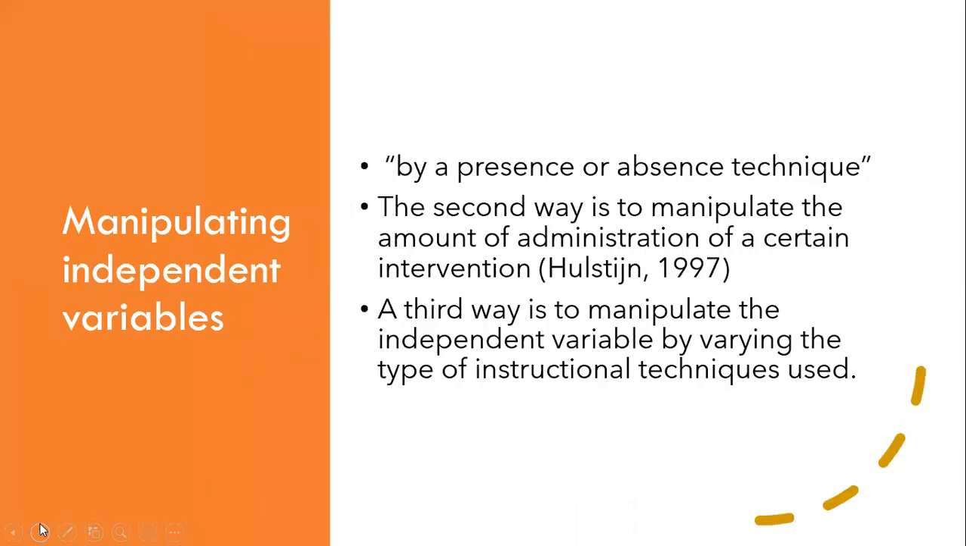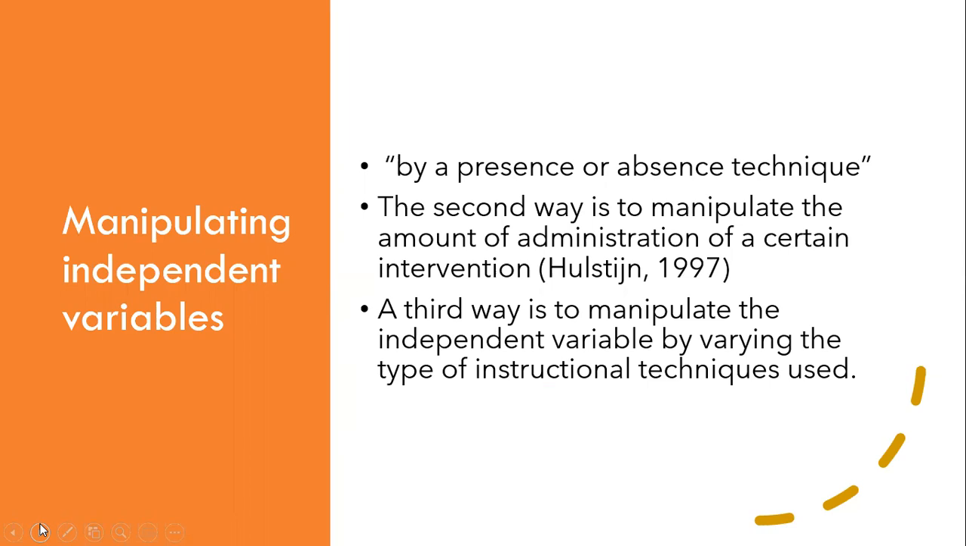And then we have to focus specifically on variables. They give examples of 3 variables that can impact experiments in language teaching. For example, by a presence or absence technique. What this basically means is that when you're carrying out an experiment, you have to have 2 controls, one controlled group and one experimental group, so that you can compare and contrast the differences of the results of each.